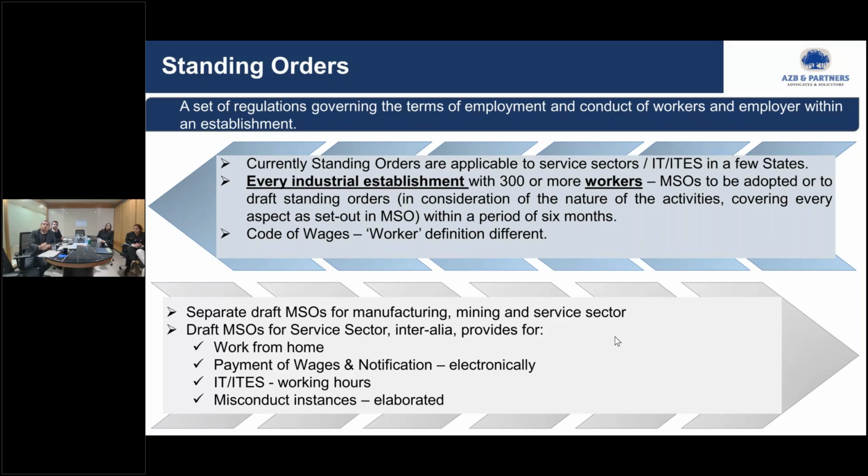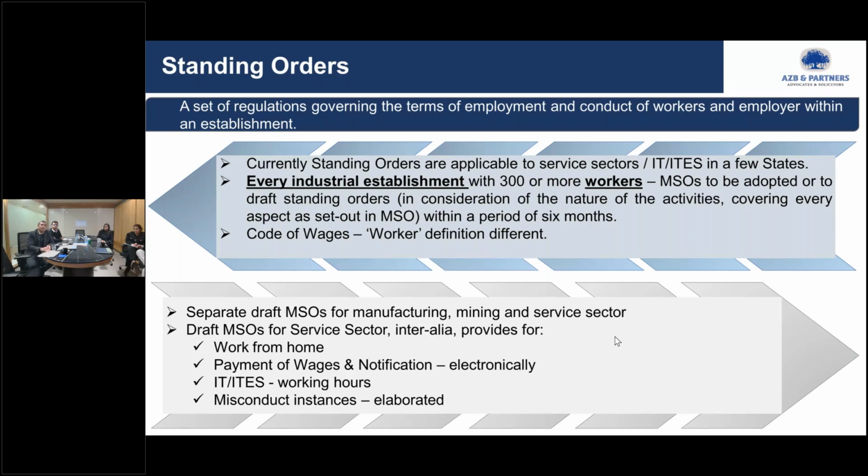If you have 300 or more, you need to adopt model standing orders, and that needs to be certified and brought in within a period of 6 months. Now, the worker definition might change from code to code, but it's important that we understand it's no more only the factories and industries of the world that need to adopt. Even something as simple as an IT industry or IT enabled service needs to start adopting a standing order. Now, standing orders in the past have been drafted in a very, I would say, industry backward way.